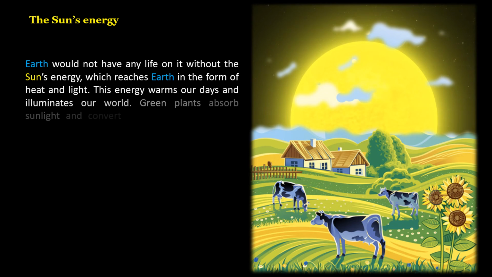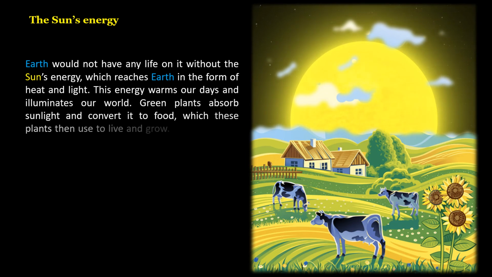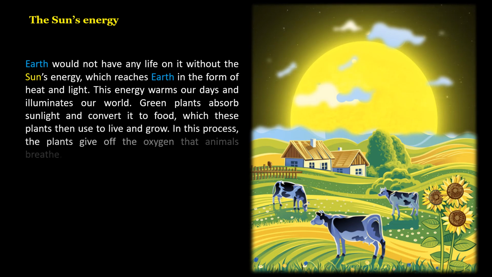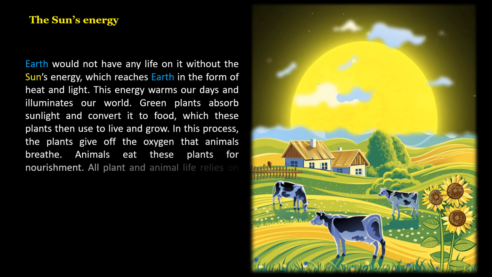Green plants absorb sunlight and convert it to food, which these plants then use to live and grow. In this process, the plants give off the oxygen that animals breathe. Animals eat these plants for nourishment. All plant and animal life relies on the Sun's presence.